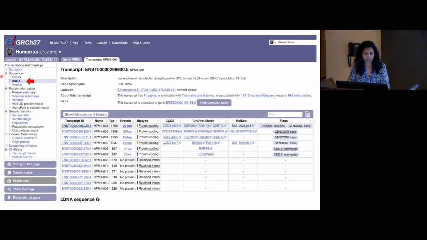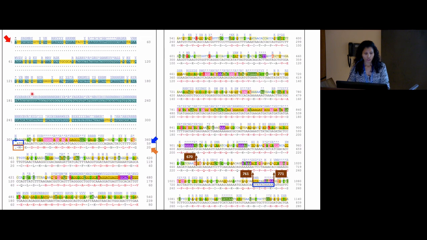Now coming to the coding, the description at the level of cDNA. This is the coding DNA coordinate of exon 9. Exon 9 begins at cDNA position 670 and ends at position 771. Our change is happening from coding DNA coordinate 761 to 771, and it shows that an 11-nucleotide sequence deletion has occurred.